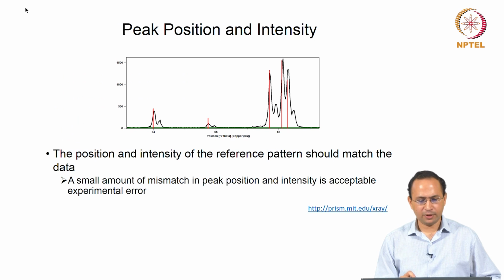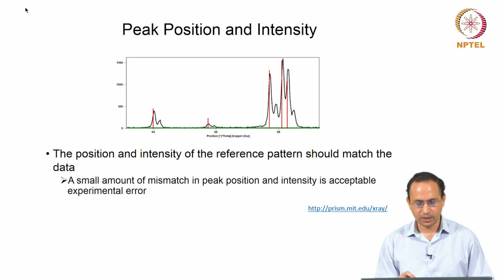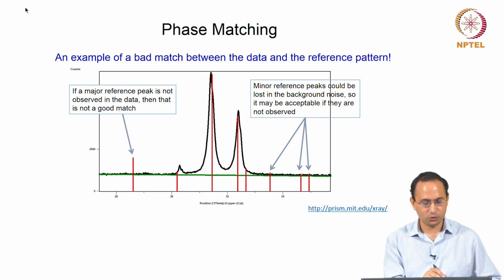So, we were talking about peak position and intensity, right. That is very important. You have to match the peak positions, and also important are the intensities. We saw one example where we had a bad match. Why? Because according to the reference peak, you should see a strong peak here.